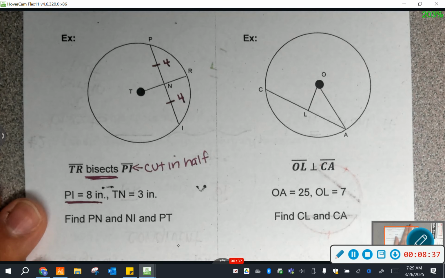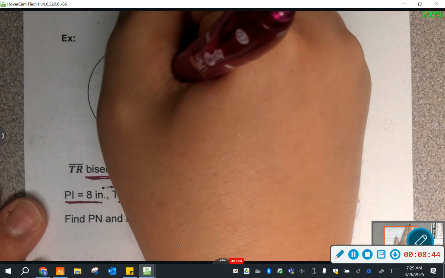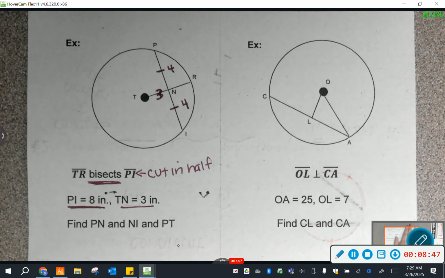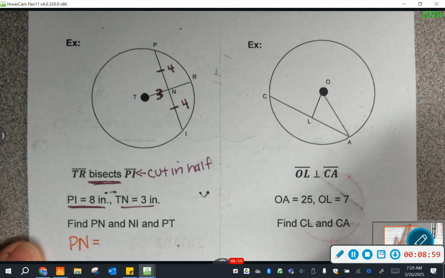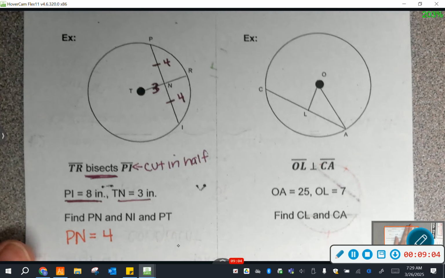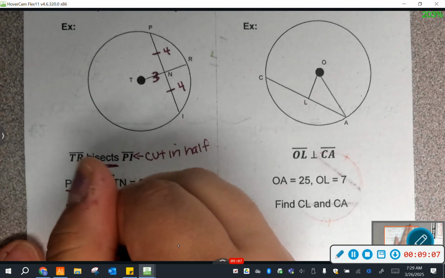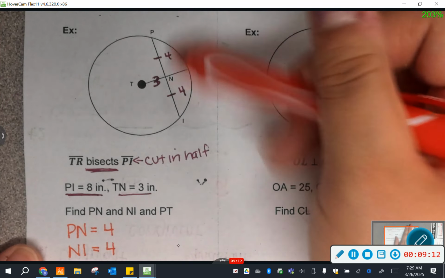It also tells me that TN is 3. So I'm going to put a 3 right here. Ooh, I like this problem. What is PN? Yeah, what's PN? 4. Brian, shut your computer. What is NI? 4. Do y'all agree both of those were 4 because the whole thing was 8 and it cut in half?